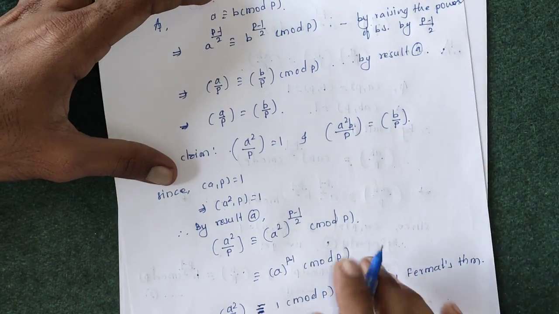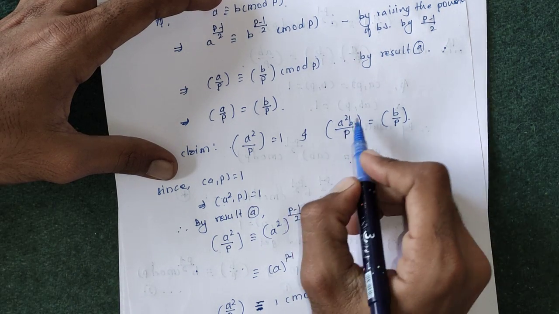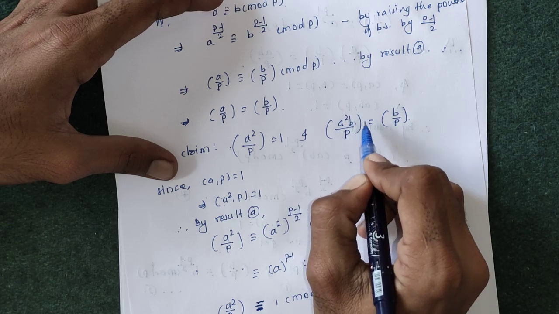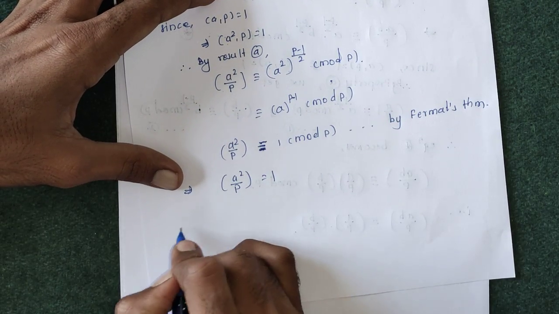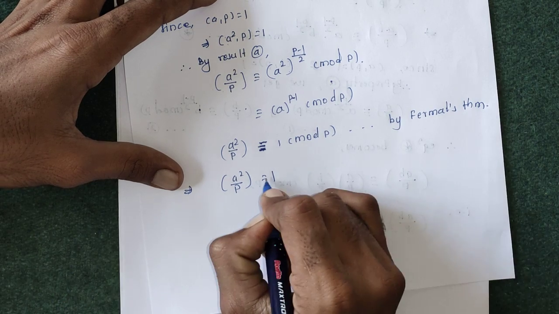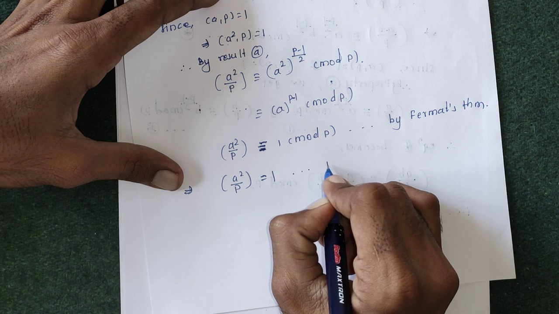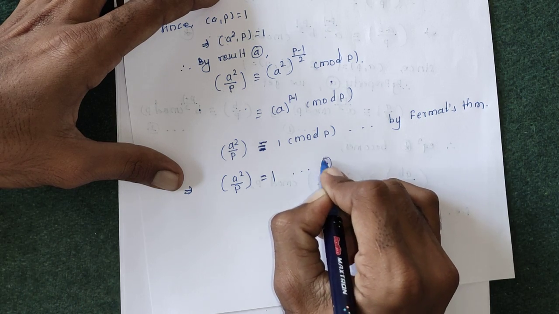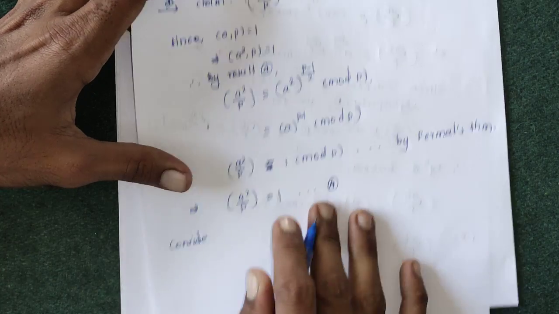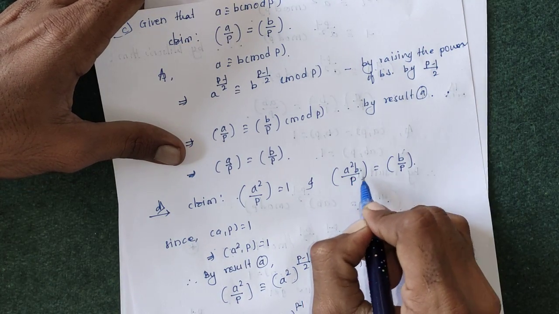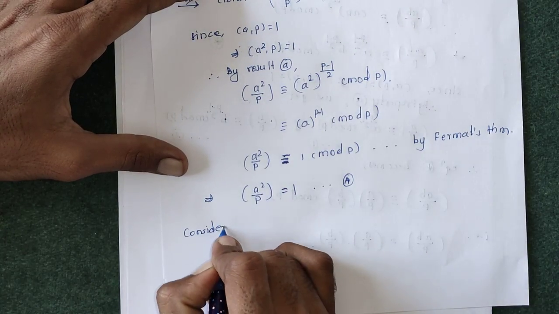Also we have to prove that the Legendre symbol of a square into b with p is equal to the Legendre symbol of b and p. Suppose this is equation number A. To prove this, Legendre symbol of a square b with p is equal to Legendre symbol of b and p, consider the left hand side.